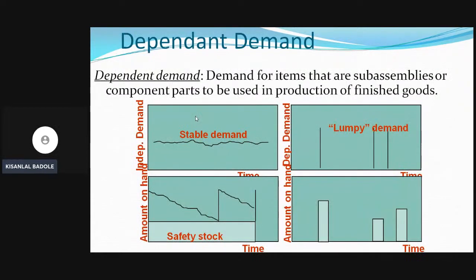This is nothing but your department demands, which type of department requirements we have. Department demand for these items that are the sub assemblies or the component parts used for the production of the finished good. They are demanding, it may be some type of raw material also, or some semi product also. With the help of this demand, this type of demand they require.